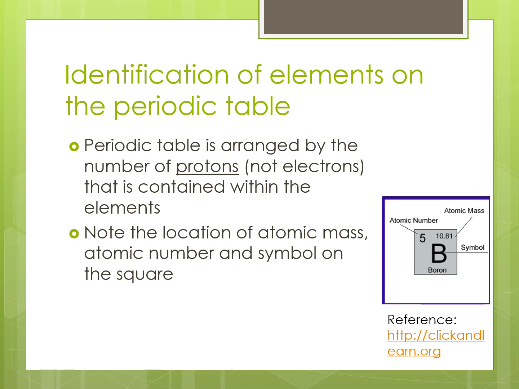To identify the elements, we use the periodic table. Now, please remember that the periodic table is arranged by the number of protons, not electrons. That is really important, especially for what we're going to do in physics. So please note the symbols and where each of the things are. Atomic mass is sometimes written on the bottom, sometimes on the top corner, and the atomic number is written on the top left.